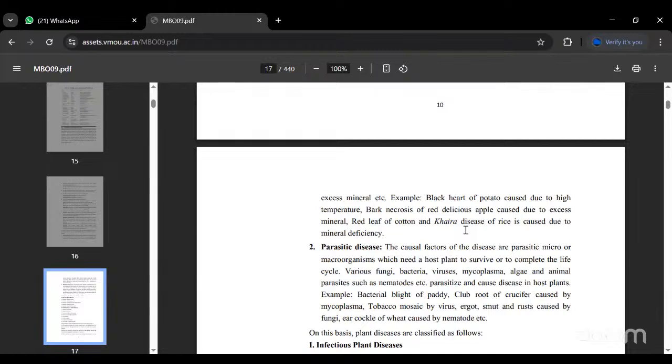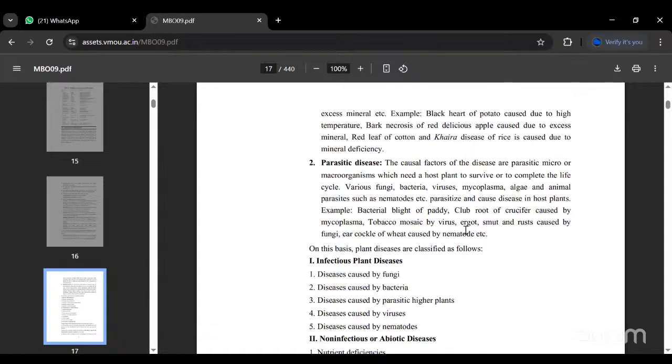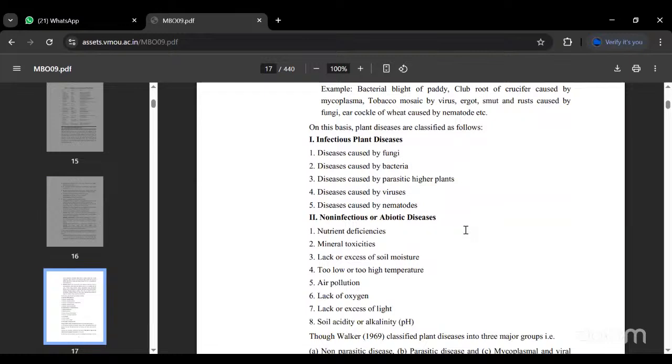For example, bacterial blight of paddy, club root of crucifer caused by the mycoplasma. Mycoplasma also cause parasitic diseases. Tobacco mosaic virus disease, ergot disease, smut and rust diseases. These smut and rust diseases are caused by fungi. Ear cockle of wheat is caused by nematodes.